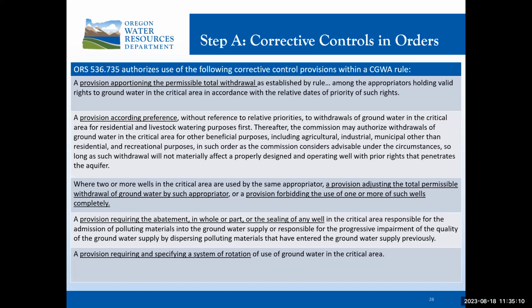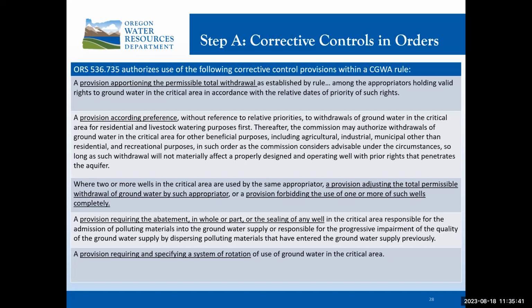The fourth provision that could be in a draft order is a provision requiring the abatement in whole or part, where the sealing of any well in the critical area responsible for the admission of polluting materials in the groundwater supply, or responsible for the progressive impairment of the quality of the groundwater. So this provision here specifically allows the department to look at well construction and to require the fixing of any well that is contributing to a groundwater pollution problem.